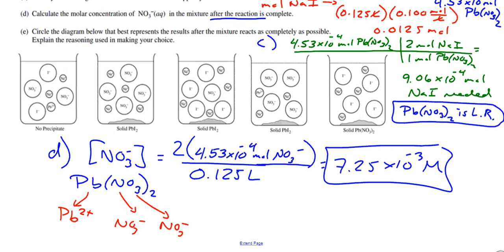So this I love. Last question. And it's normally not given like this, this long. The actual question has these three and then these two below it, and they're much, much bigger. So I hope you can see it. Circle the diagram below that best represents the results after the mixture reacts as completely as possible. So the reaction is basically over. Explain the reasoning used in making your choice.